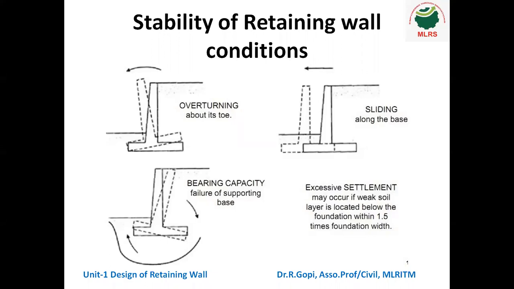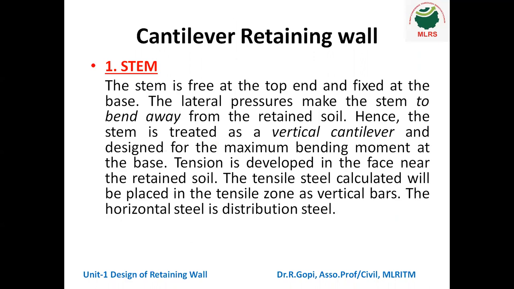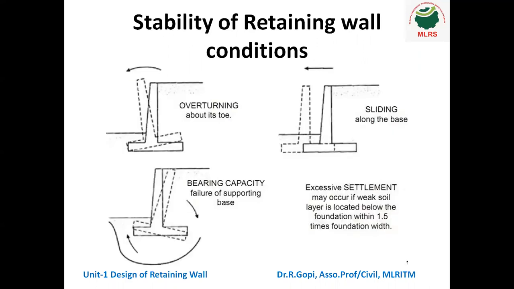In numerical problems, next, excessive settlement may occur if weak soil layers are located below the foundation within 1.5 times the foundation width. This settlement is also related to bearing capacity only. If bearing capacity is very low, the settlement is also a question mark. So mainly overturning, sliding, bearing capacity and eccentricity, these four types of failure we have to check while designing retaining walls.